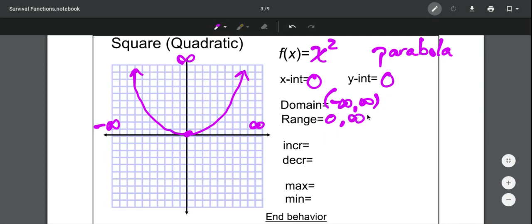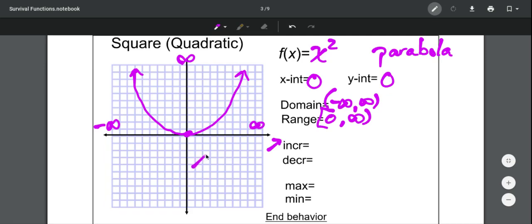Now, when we're writing notation for domain and range, we want to include this 0. So anytime we include that number, we put a bracket on it. Infinities don't get brackets because those are a concept. They're not a number, so we can't include infinity. It's just a concept.